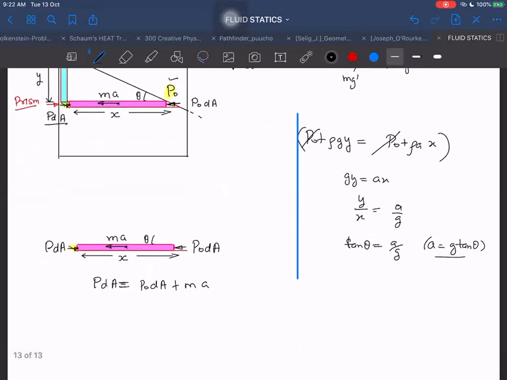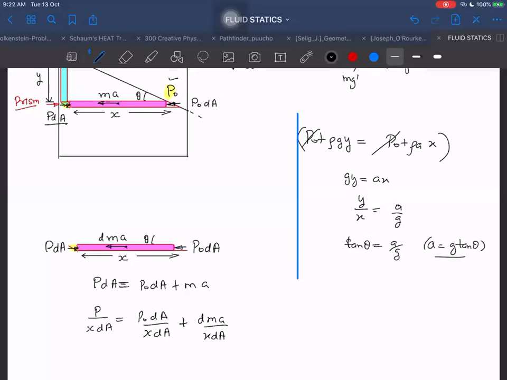Then I will divide by volume. If I divide by volume, I will be getting P into dA upon X into dA is equal to P naught into dA upon X into dA plus M into A upon X into dA. But I know mass upon volume I could write as dm also, I could say it is dm.